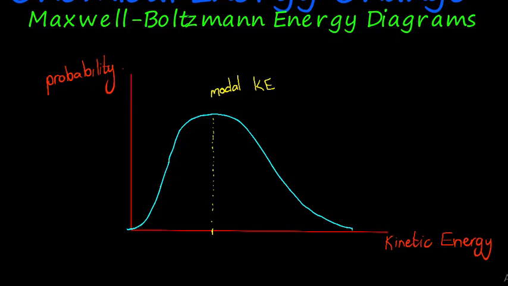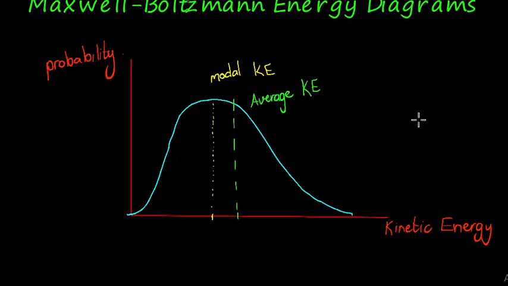And the reason for that is because of some outliers. Okay, so the average is probably somewhere there, and the reason for that average kinetic energy is because we have some outliers. We have some particles with so much kinetic energy that on average it pulls the whole average up a little bit.